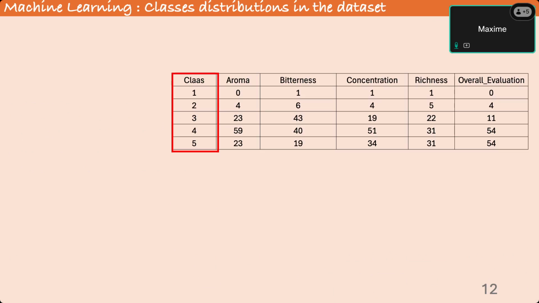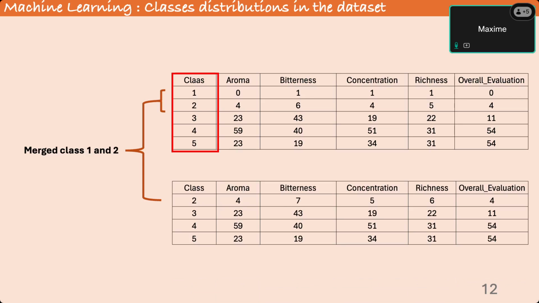So for that, we decided to merge class 1 into class 2 to make the data distribution a bit more balanced. The final distribution that we got is in the second table. So now we want to predict 4 classes: 2, 3, 4, and 5.